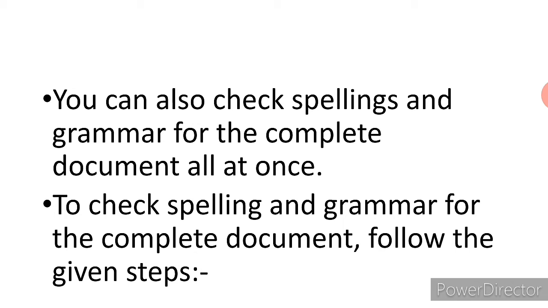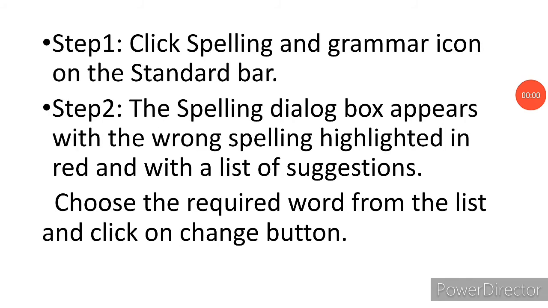To check spelling and grammar for the complete document, follow the given steps. Step 1. Click spelling and grammar icon on the standard bar. Step 2. The spelling dialog box appears with the wrong spelling highlighted in red and with a list of suggestions. Choose the required word from the list and click on the Change button.